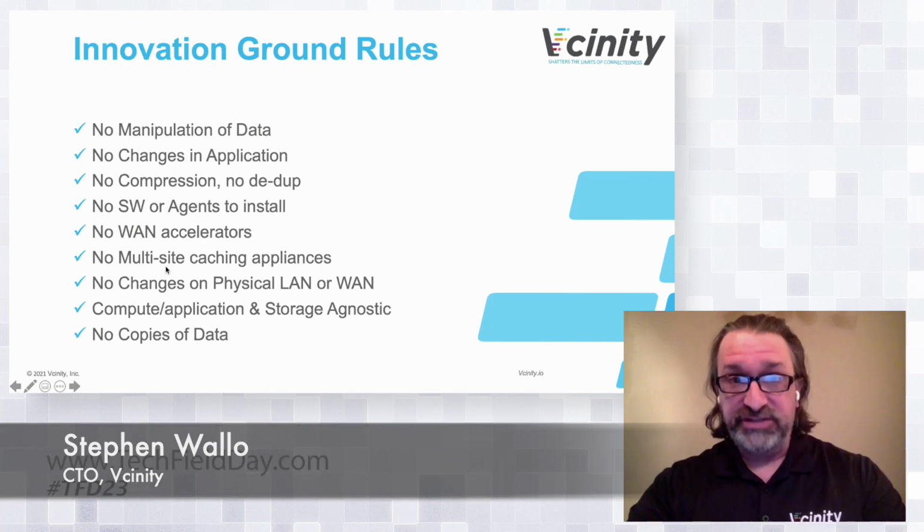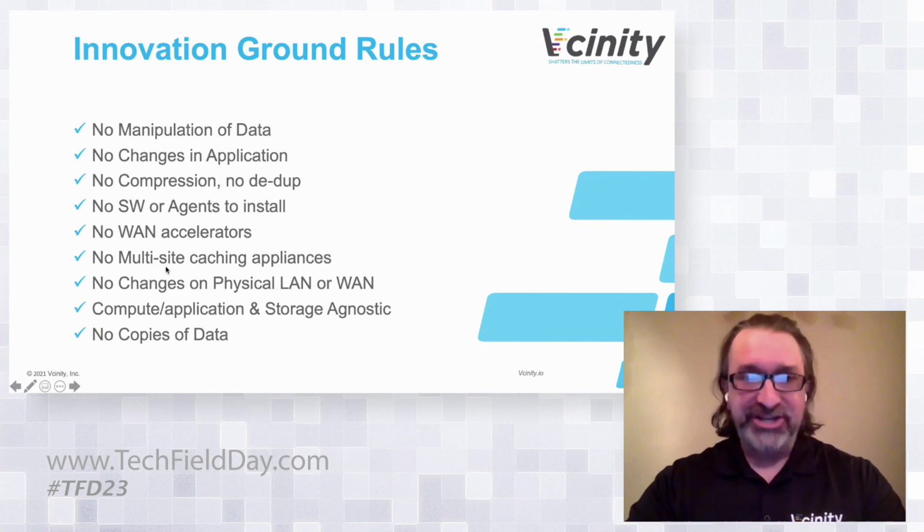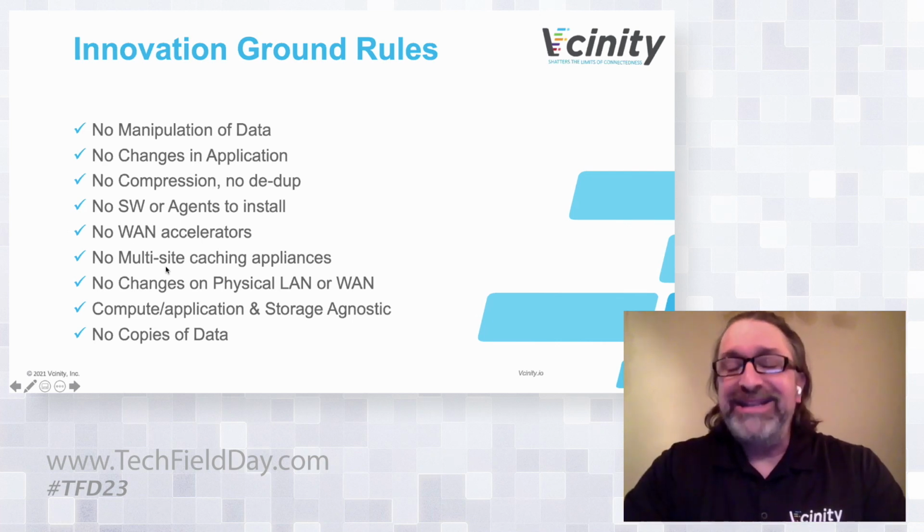First and foremost, what you're going to see as we walk through this is we're not touching the data, right? We're going to give you something that requires no application changes. This is not WAN optimization. This is not caching. There's no compression. There's no dedupe. We're going to talk about that. There's no software. There's no acceleration from the WAN perspective. There's no changes you have to make to the LAN or the WAN. And most importantly, there's no compute, application, or storage dependencies that we have.